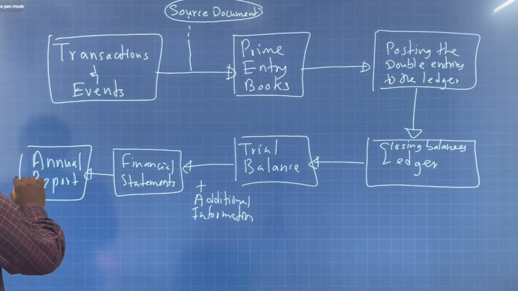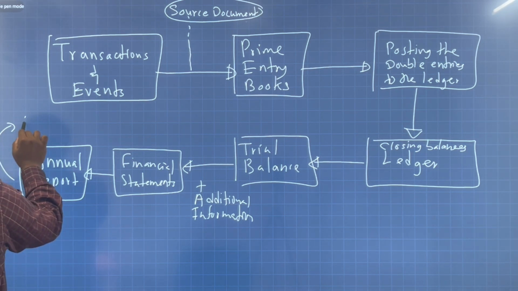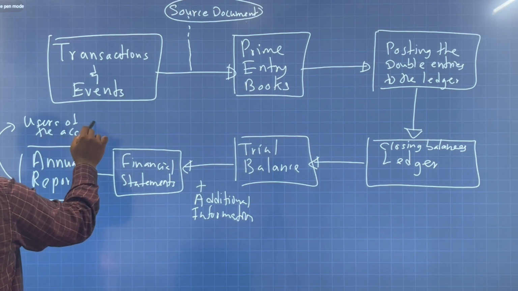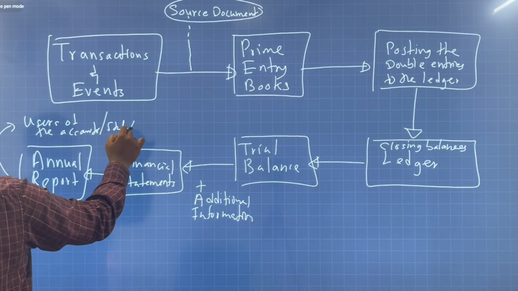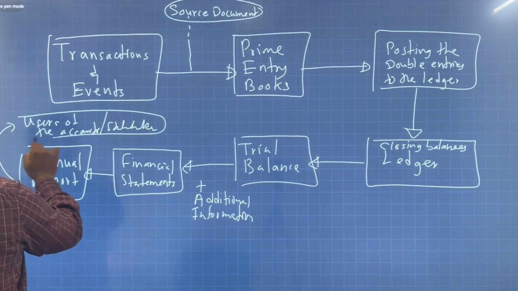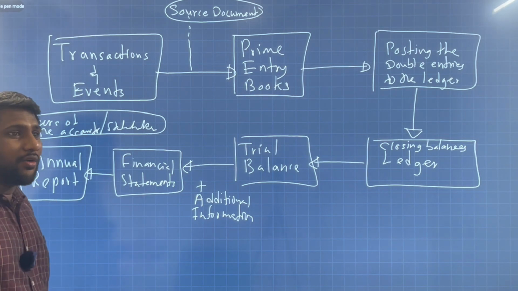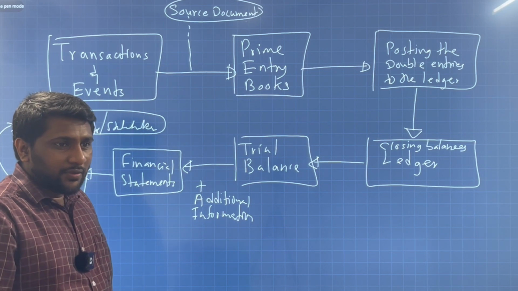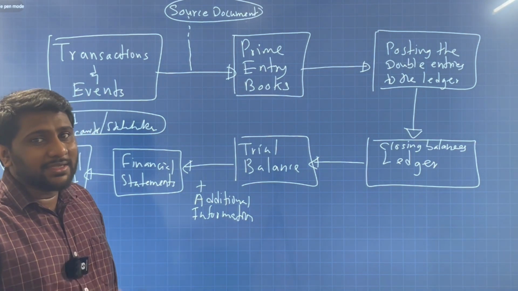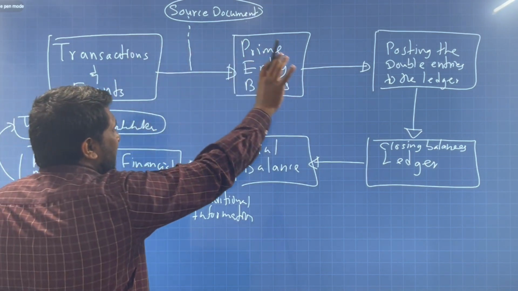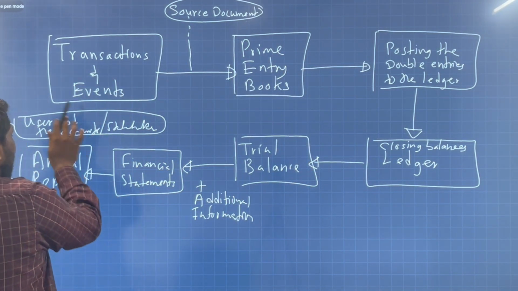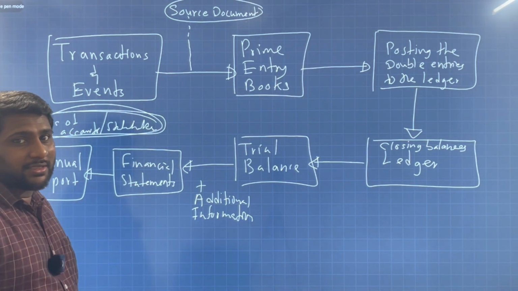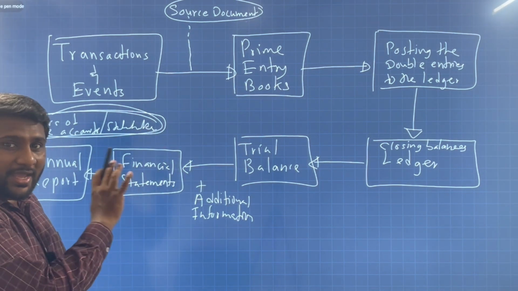Then next, we will be providing this annual report to the users of the accounts, if not the stakeholders, to make decisions. That is what accounting is. We learn that accounting is providing business information for the users, for the interested parties, to make decisions. By going through this entire process, we'll be providing this information for these users or interested parties to make decisions. So this is the basic financial accounting cycle.